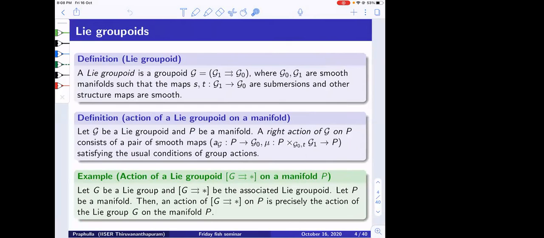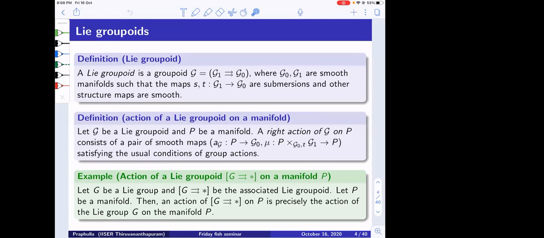So I'll quickly introduce what is a Lie groupoid. A Lie groupoid is a groupoid, a category where every morphism is an isomorphism. We assume that the object space and morphism space are both smooth manifolds, and both source and target maps are submersions. They're already surjective, but we impose that they are submersions, and the other structure maps are smooth maps.